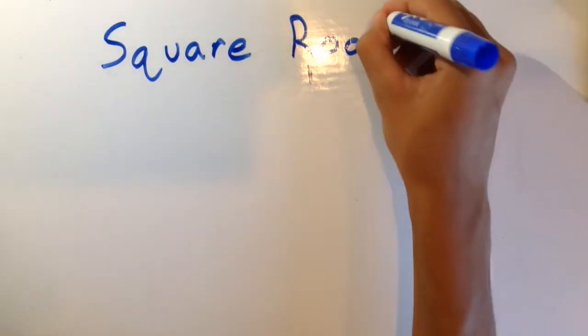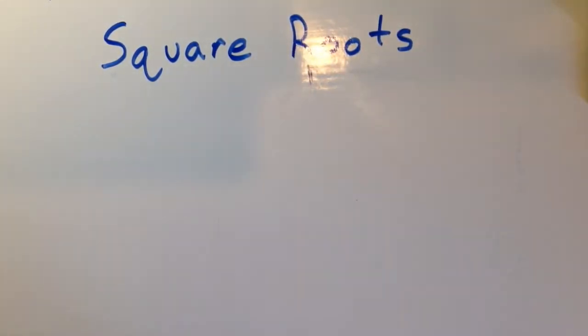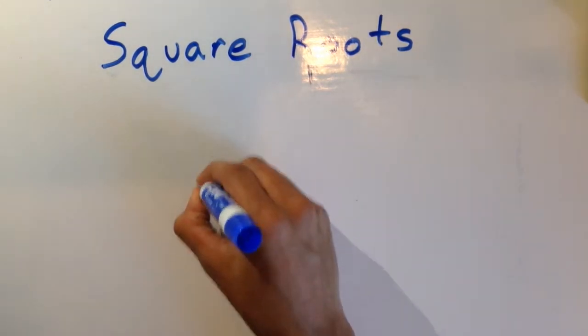I'm kind of slamming two topics together here because it's so similar. If you've learned prime factorization, you can pretty much get square roots right away.